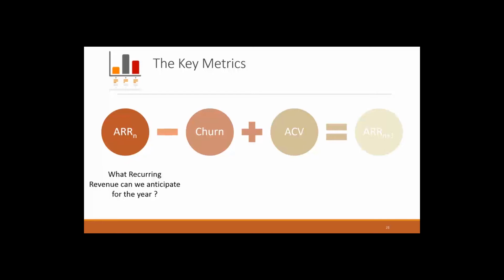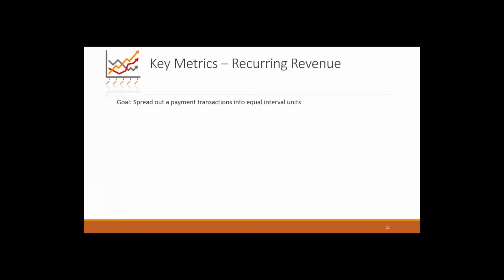So the last key metric I'll be talking about is the recurring revenue. The goal here is we want to spread out a payment transaction of, say, $199 into equal intervals, whatever the interval is. If it's a 12-month subscription, we want to be able to do that. If it's a 9-month subscription, we want to be able to do that. We understand there might be a rounding error.